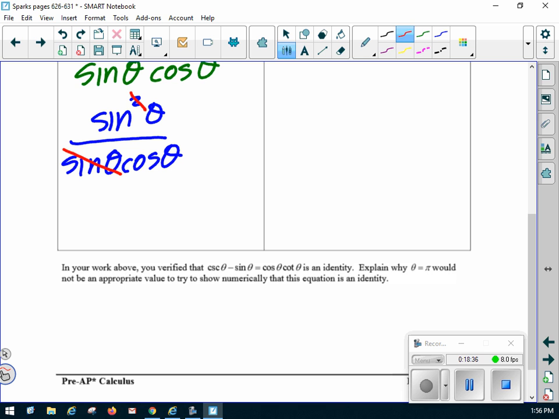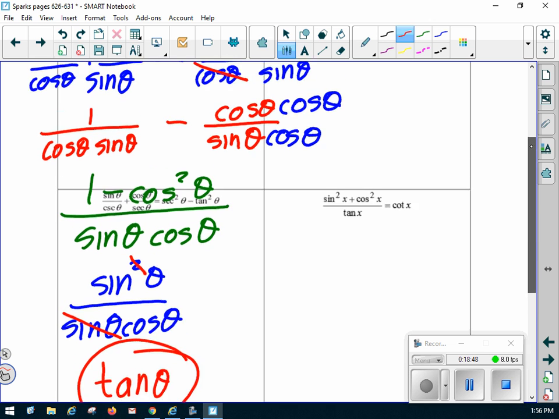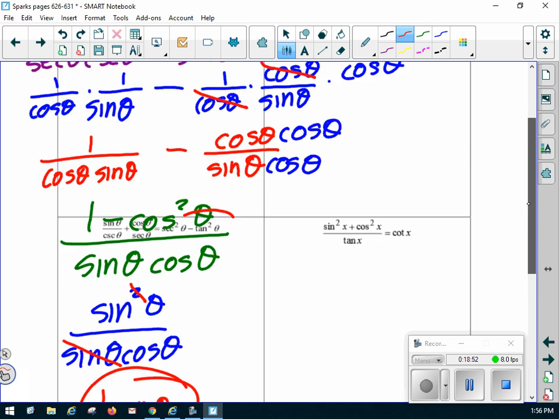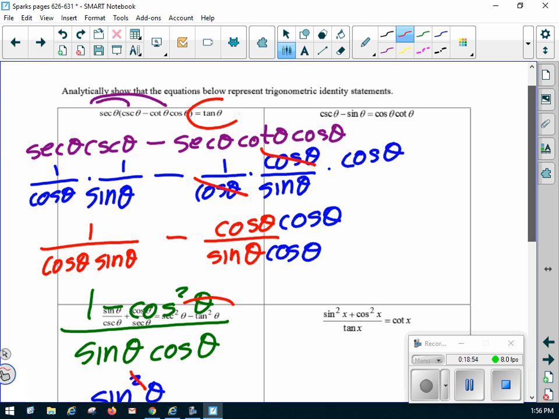What am I left with? Sine theta over cosine theta, which is, woohoo, tangent theta. Tangent theta, baby, tangent theta, that's what we're looking for.